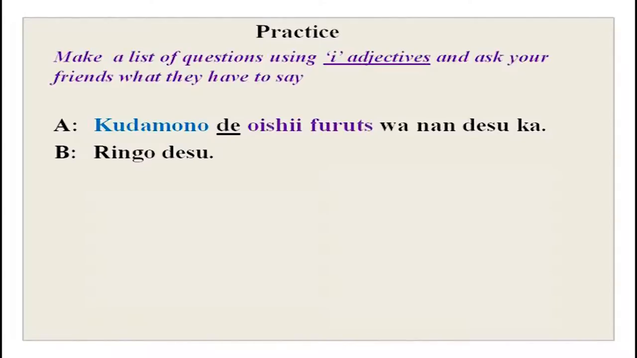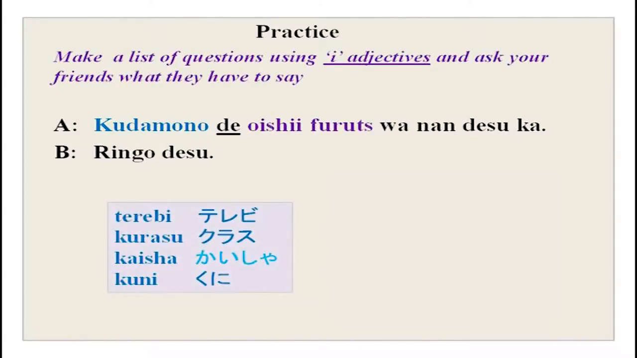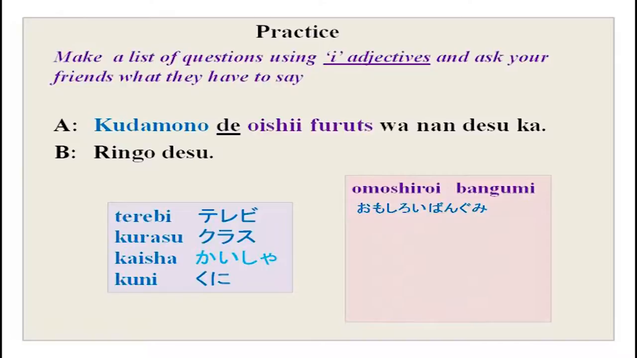Now, over here you have some groups. Instead of kudamono, you can ask for terebi, kurasu, kaisha, kuni. Terebi is television. Terebi de omoshiroi bangumi wa nan desu ka? Bangumi is a serial. So, whatever the name of the bangumi, whatever bangumi you like, you can name it.